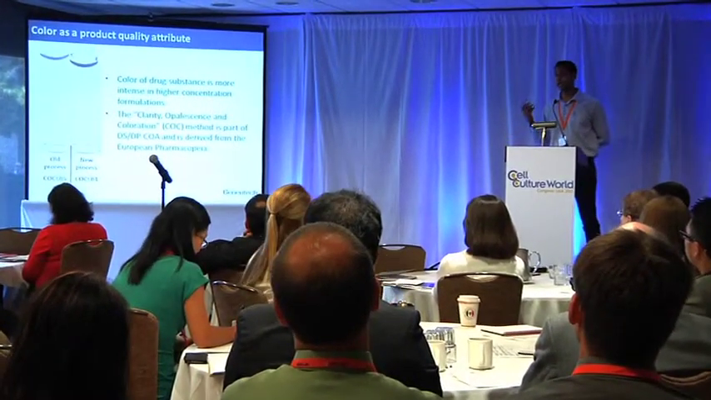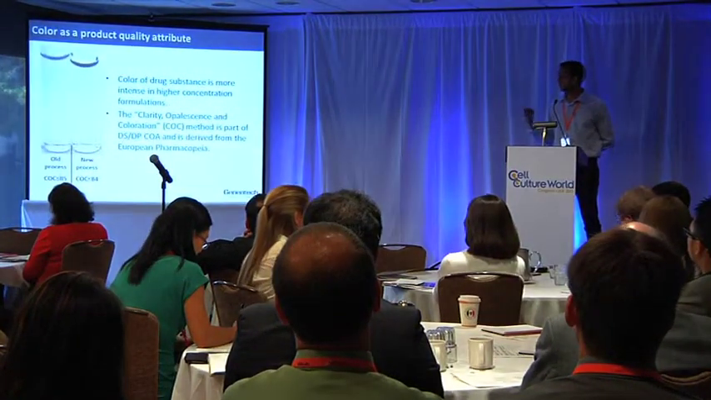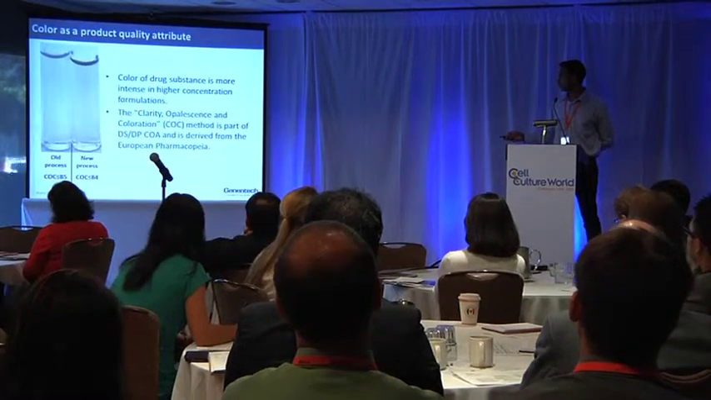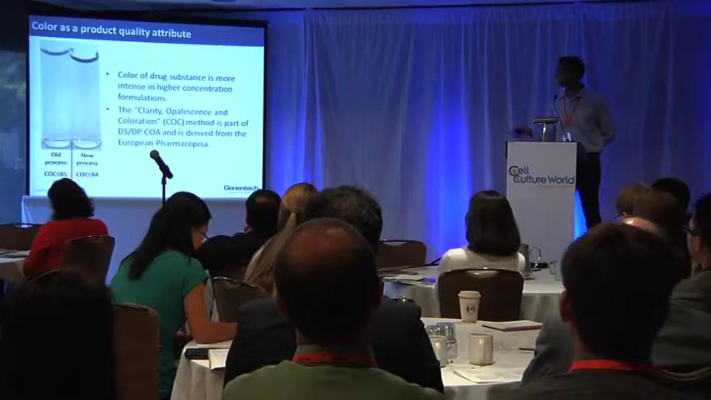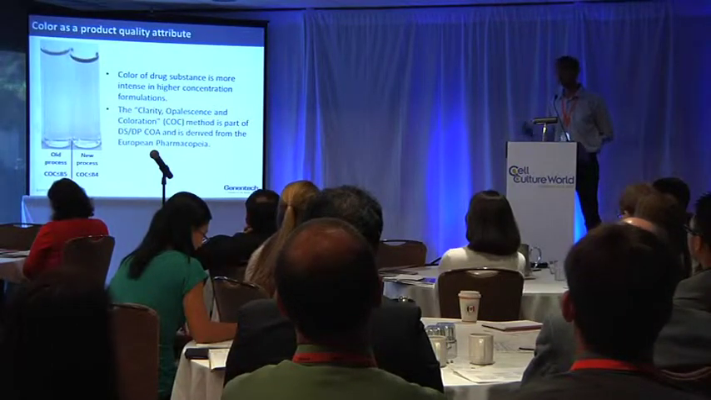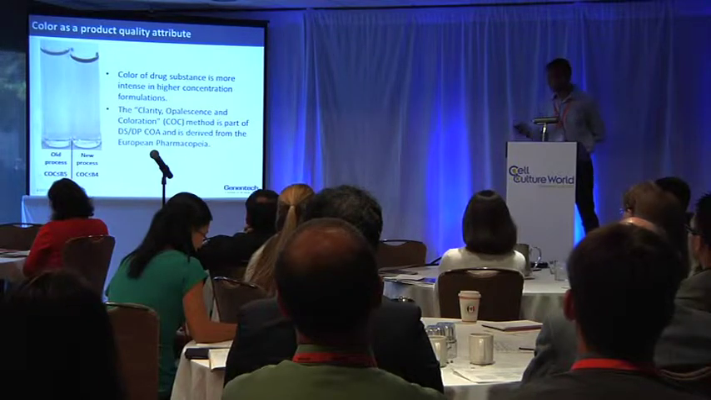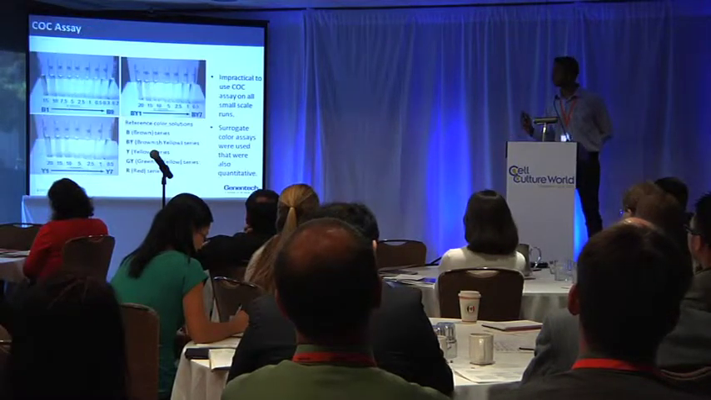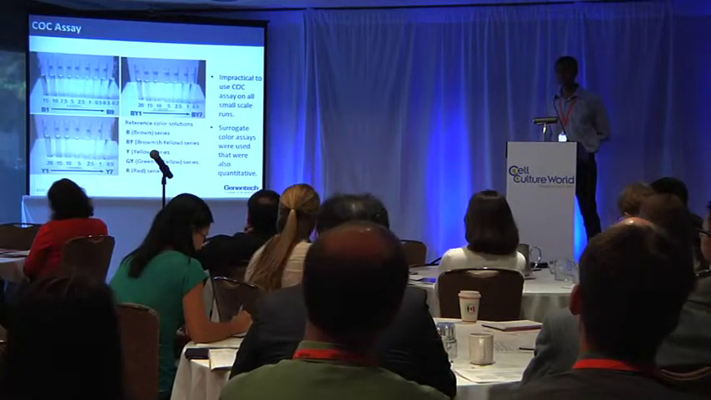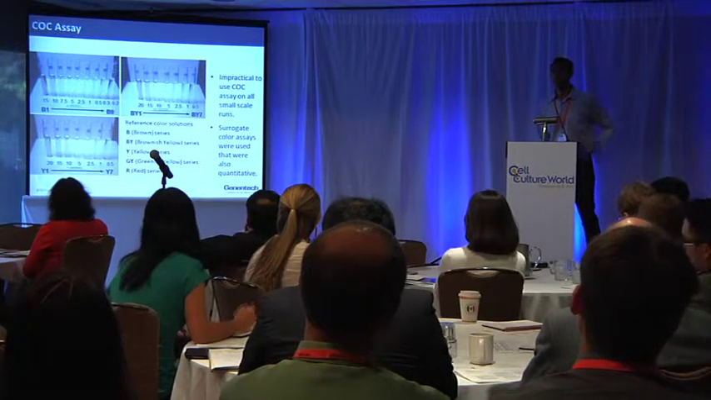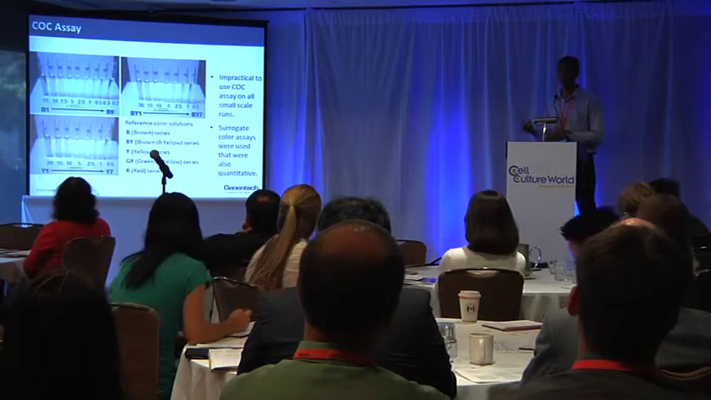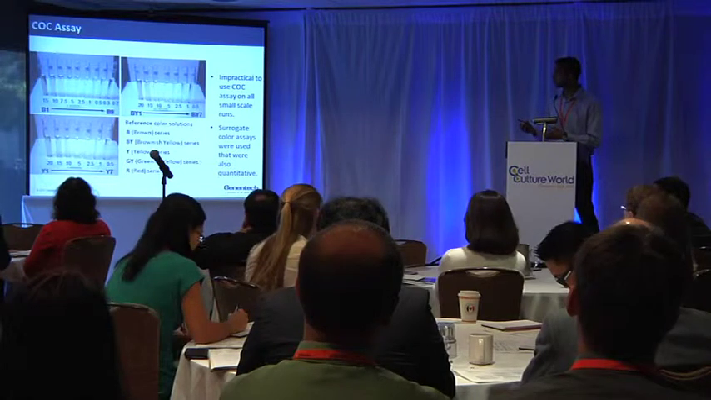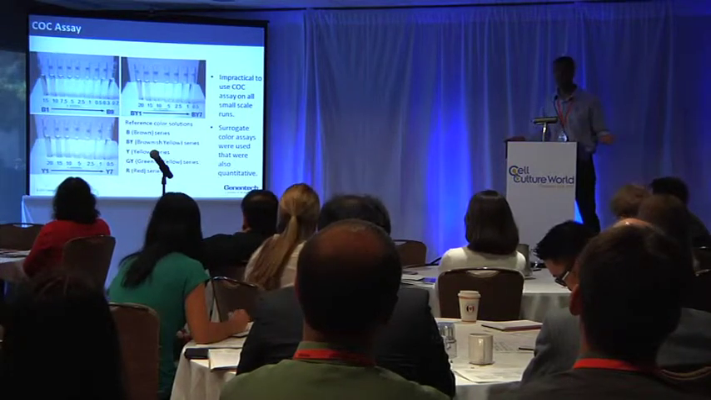Now, typically, the FDA uses the COC assay, which is the clarity, opalescence, and coloration method, which is derived from the European Pharmacopoeia, to assess what the color of the substance is. Again, briefly talking about what the COC assay is. Simply put, it's a comparison of your drug substance at whatever concentration you intend to use it in the patient compared to a standard reference.